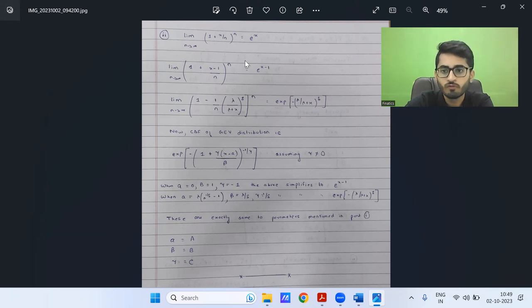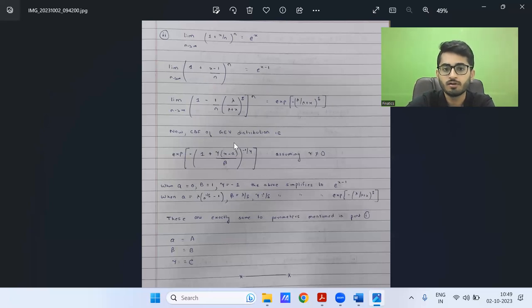So when I start with the uniform one, on the RHS, I have 1 plus x minus 1 by n whole to the power n. So this becomes nothing but e to the power x minus 1. And if I use it for Pareto, then this becomes something like e to the power minus lambda by lambda plus x whole to the power delta.